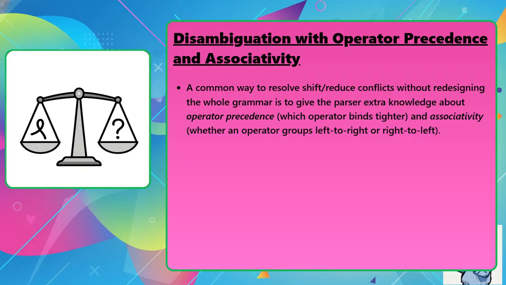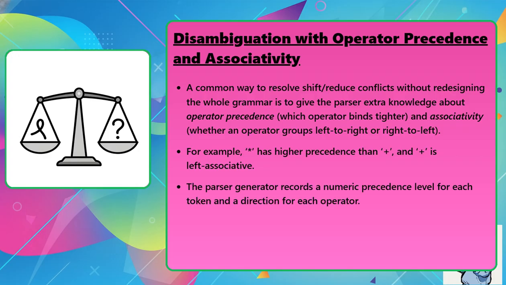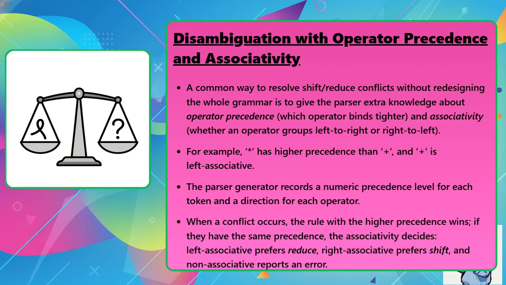A common way to resolve shift/reduce conflicts without redesigning the whole grammar is to give the parser extra knowledge about operator precedence, which operator binds tighter, and associativity, whether an operator groups left to right or right to left. For example, star has higher precedence than plus, and plus is left associative. The parser generator records a numeric precedence level for each token and a direction for each operator. When a conflict occurs, the rule with the higher precedence wins. If they have the same precedence, the associativity decides.